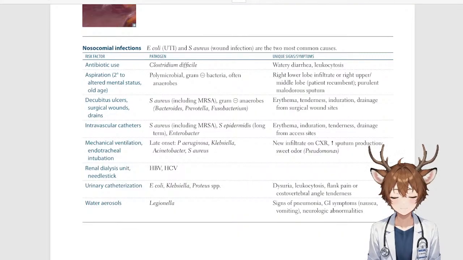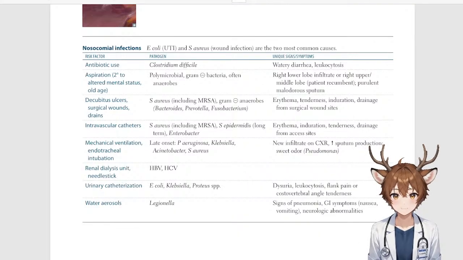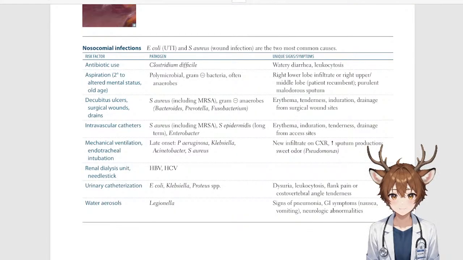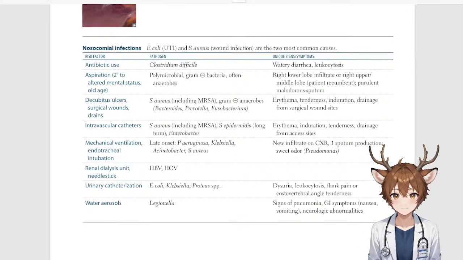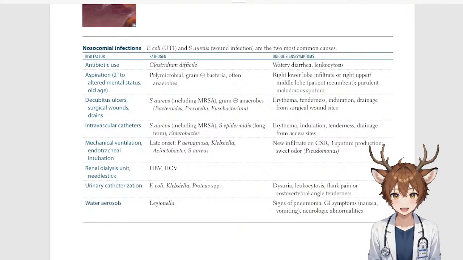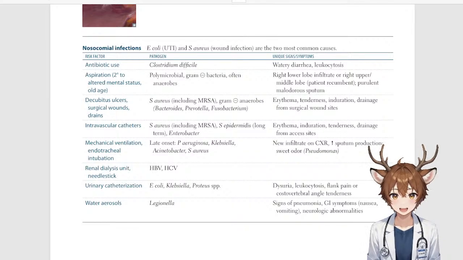What about mechanical ventilation, endotracheal intubation, with late onset Pseudomonas aeruginosa, Klebsiella, Acinetobacter, and Staph aureus? You might present with a new infiltrate on chest x-ray, increased sputum production, and a sweet odor, Pseudomonas. Exposure to blood products, shared medical equipment, needle sticks: HBV, HCV.